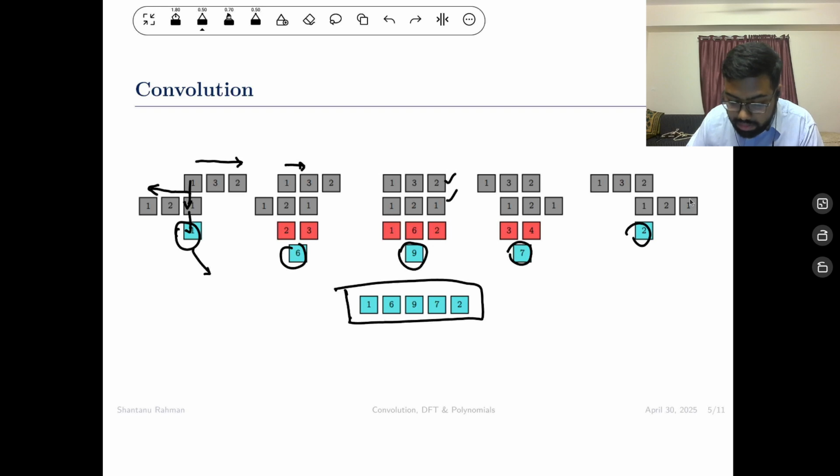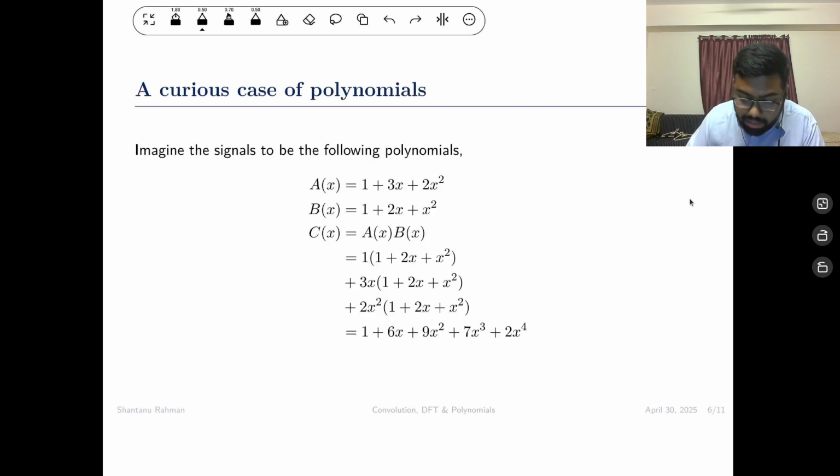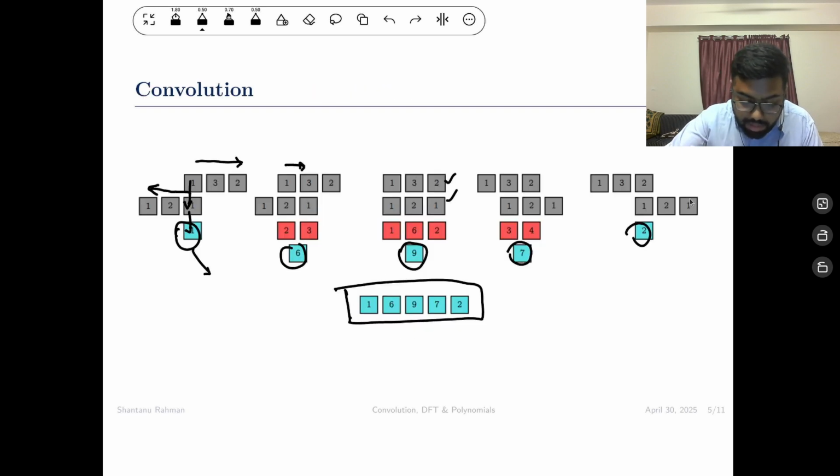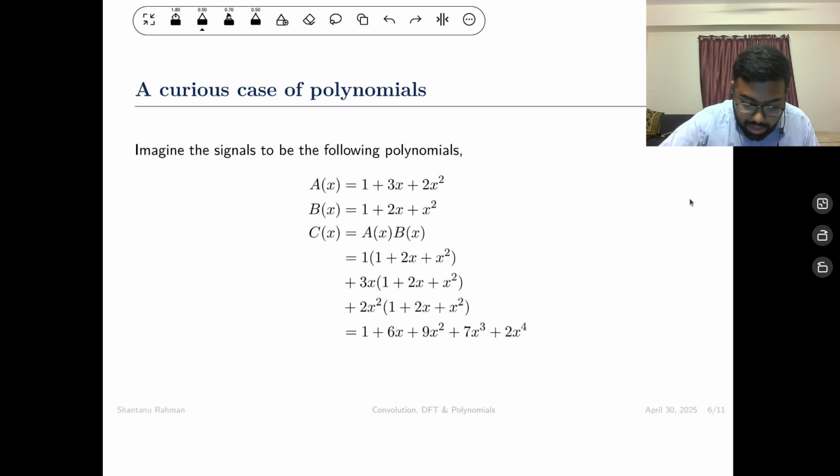Now notice something interesting. The signals we have were 1, 3, 2 and 1, 2, 1. Let's define two polynomials that take the coefficients as those signals. So 1, 3, 2 here and 1, 2, 1 over here. And if we multiply them, you see we get this new polynomial.